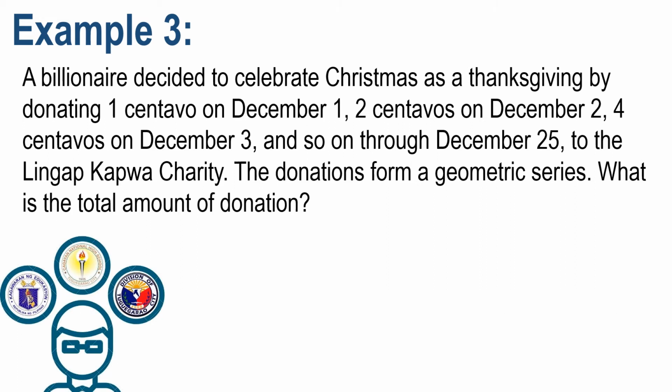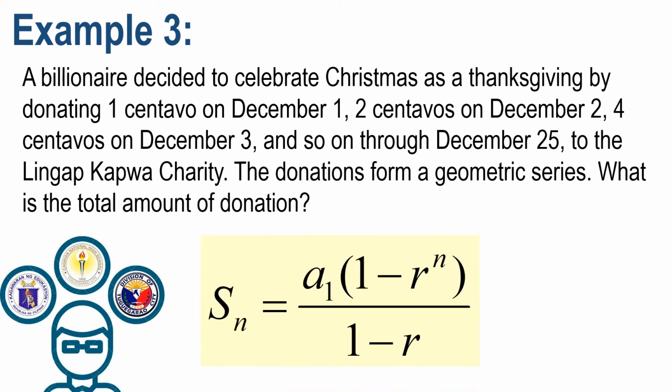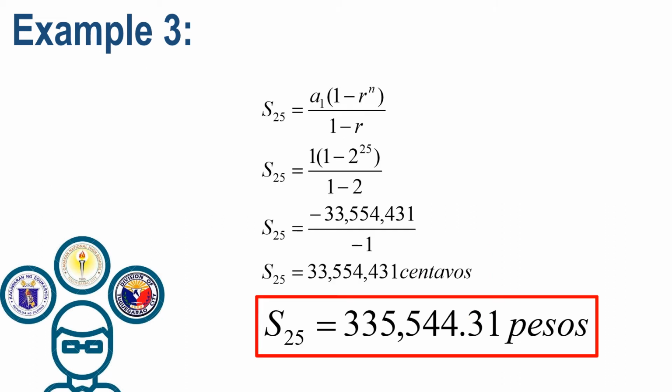Since we know the first term to be 1, and the number of terms is 25 because that's from December 1 to 25, and I also know that the common ratio is 2, we are going to make use of the formula S sub n is equal to a sub 1 times (1 minus r raised to n) all over (1 minus r).